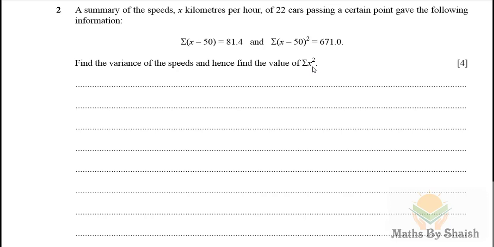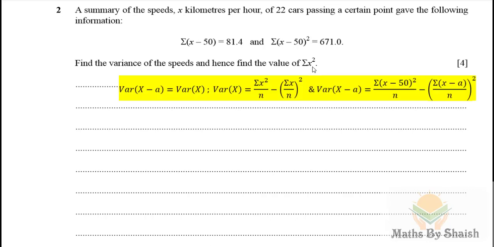So in S1 we have this formula. The formula is like, if we are finding the variance of x minus a, it is the same as finding the variance of x. The formula with the summation is: variance of x is summation of x squared over n minus the square of the summation of x over n. Similarly, for variance of x minus a, it would be summation of (x minus 50) whole squared over n minus the square of summation of (x minus a) over n.